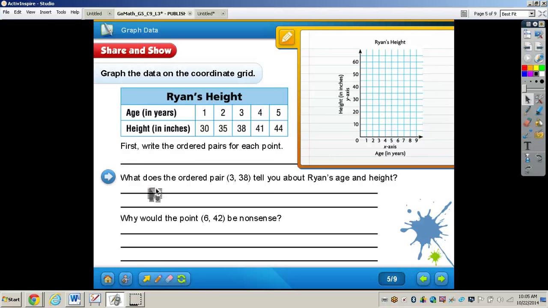Okay, let's take a look at this next problem on page 379. Says Ryan's height, and what we need to do is graph the data on the coordinate grid. Okay, so the first thing that we need to do is we need to write the ordered pairs for each point, and I want you to do this with me. Alright, so we have 1, 30. Okay, then we have 2, 35, 2 and 35.